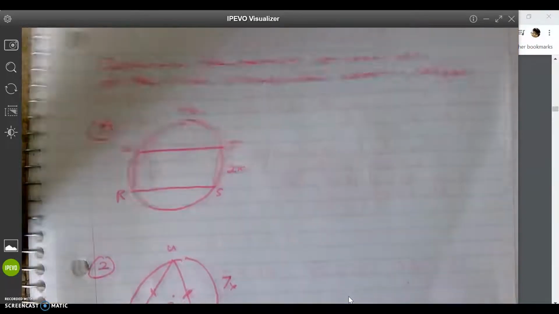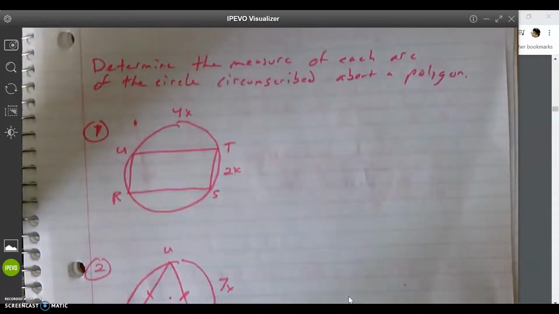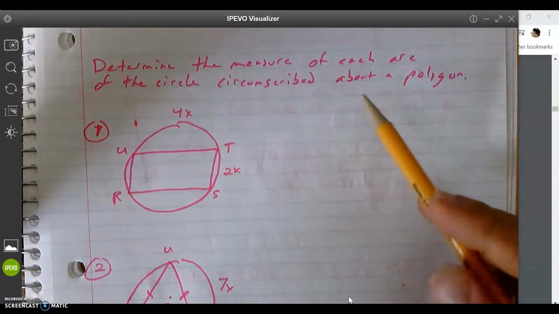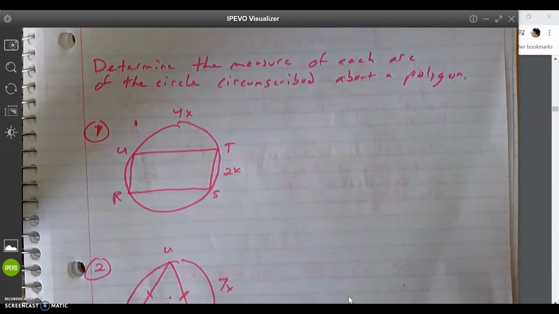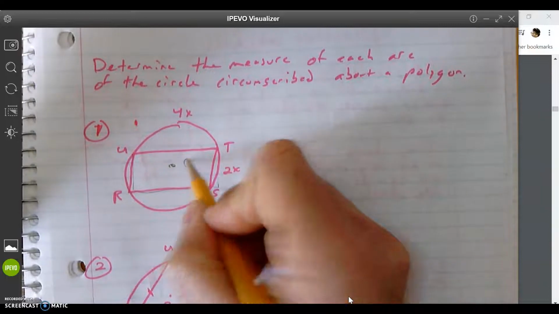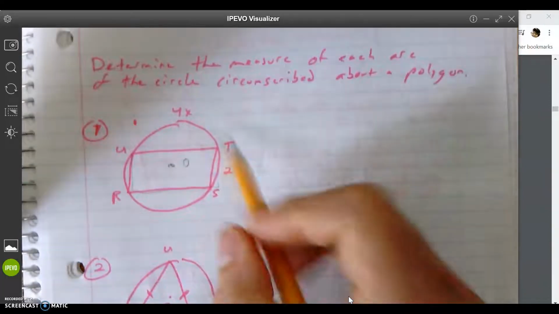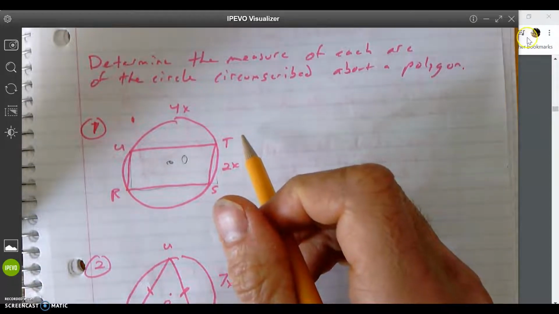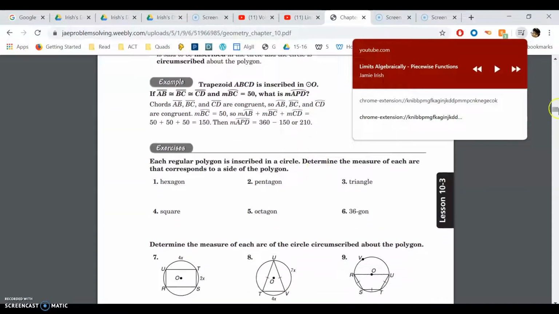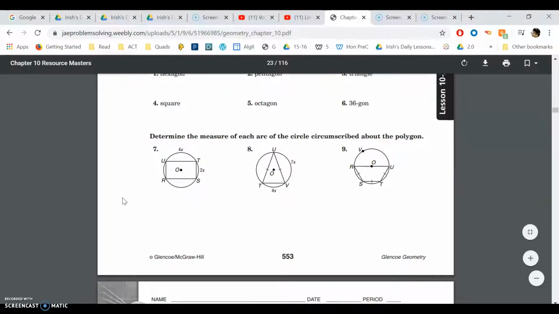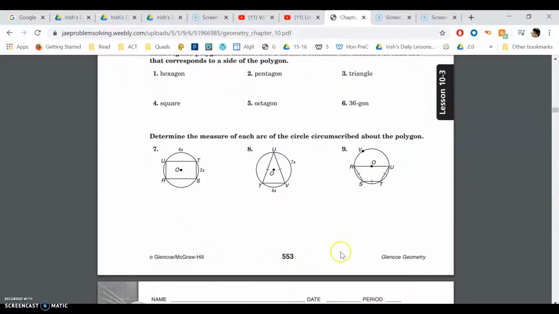All right, so determine the measure of each arc of the circle circumscribed about the polygon. We're going to assume the circle here is O. Here's the center. Write that down. If you don't like my handwriting, that's okay. Here are the problems right here. Copy them down. They are also in your PDF that's attached, okay?